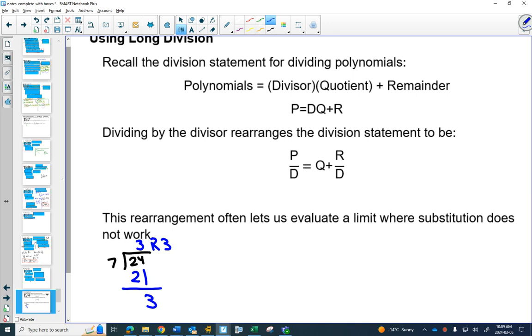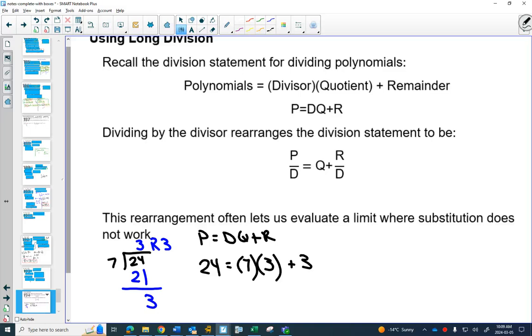Now, the first division statement says P equals dq plus r. In real numbers, this means that 24 equals, I was dividing by 7, I got 3 as a quotient. That got me close to 21. I would still have a remainder of 3. That is that statement with regular numbers.